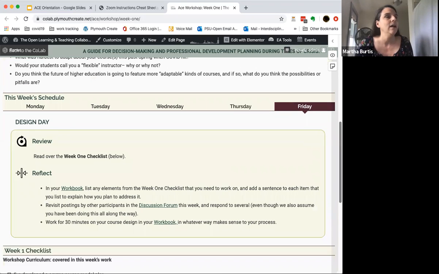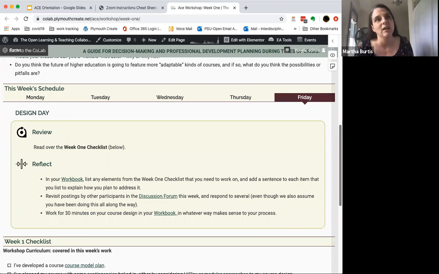And then on Fridays, that's really design day, where we ask you to go back to the checklist, take a look at where you are with the things that you wanted to think about, and spend some time really thinking about your course for the fall. Going through the checklist, listing anything that you need to work on, some ideas about how you might address that particular checklist item, revisiting some postings in the discussion forum that people may have put up on engagement day and engaging further with your other participants, and then taking at least 30 minutes that day to work on your course design and your workbook in whatever way makes sense to your process based on the things that we've been exploring and talking about and sharing that week.